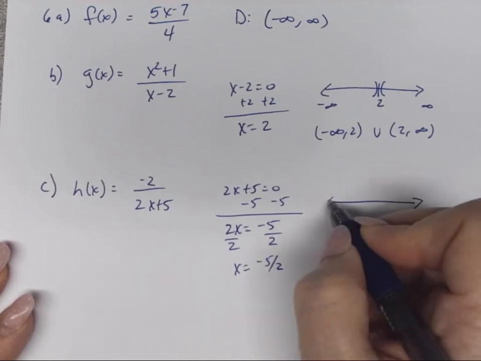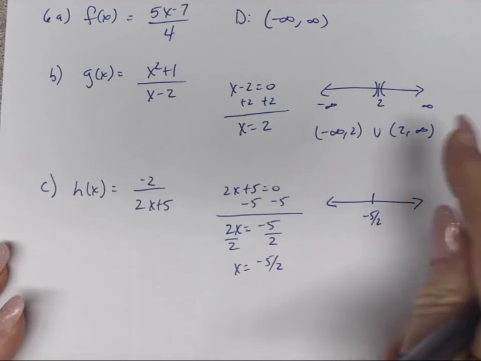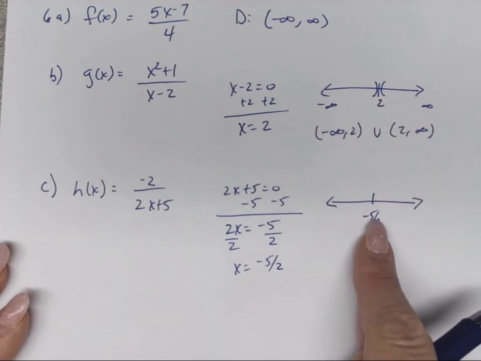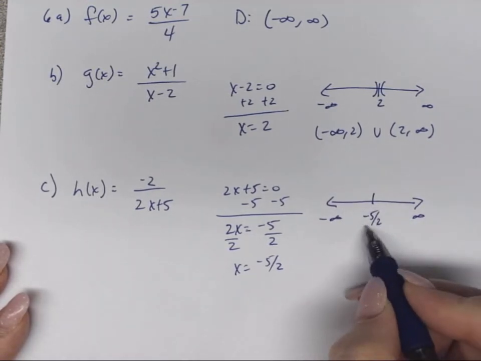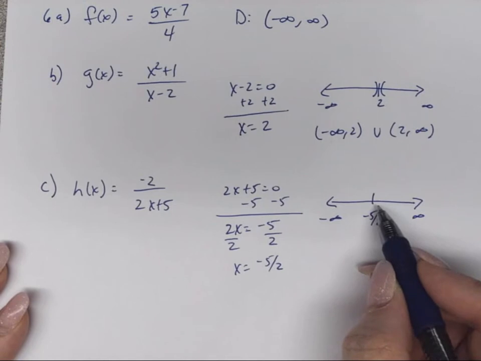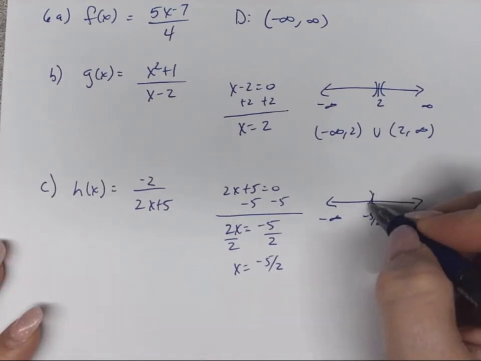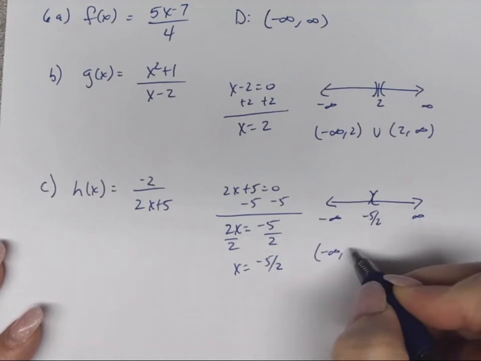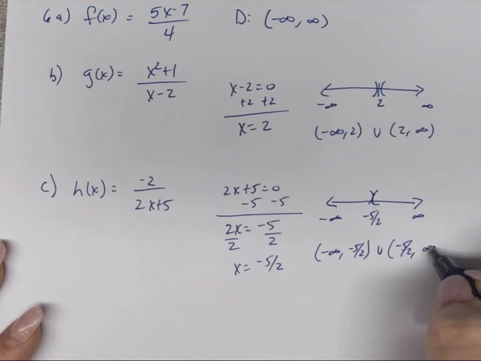Again, if I draw it on a number line, and you don't have to, but sometimes it's easier to see. And notice I only put the number I get. I don't put any other numbers because they're not necessary. Otherwise, you've got to try and figure out where does this land on my number line. It doesn't matter where 0 is at. We only care about this number because it can be everything but that number. So negative infinity to negative 5 halves, union with negative 5 halves to infinity.